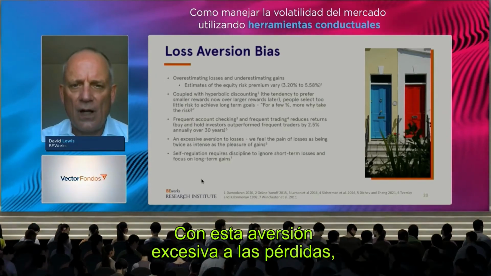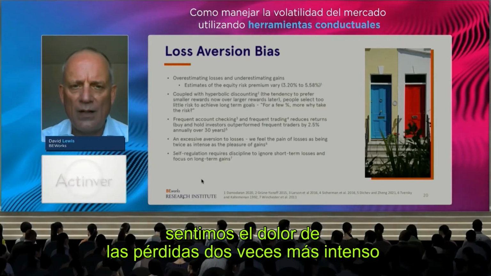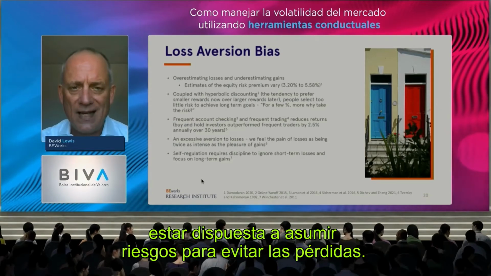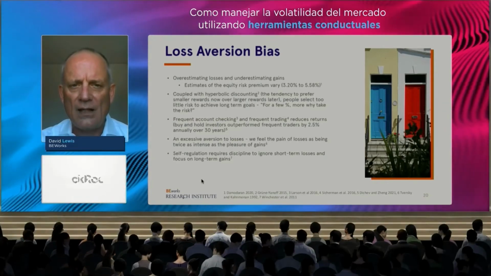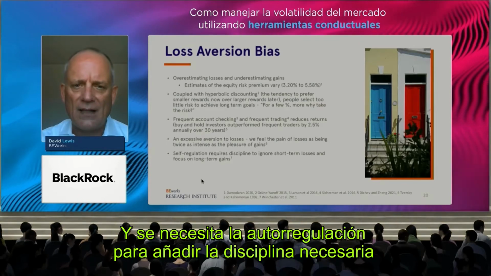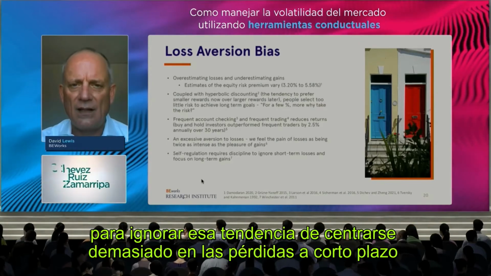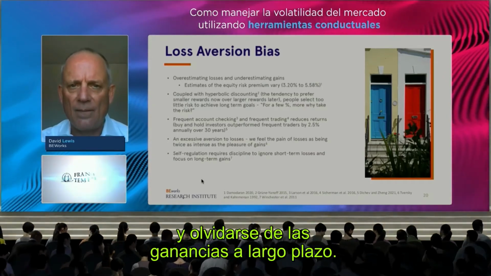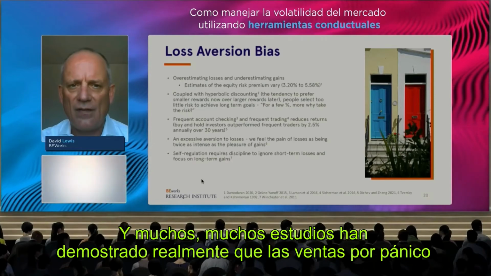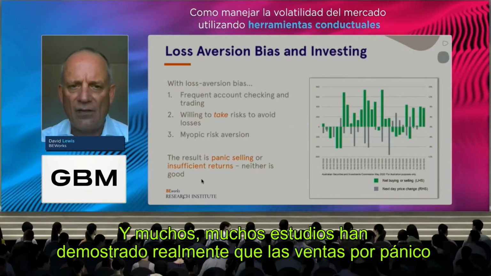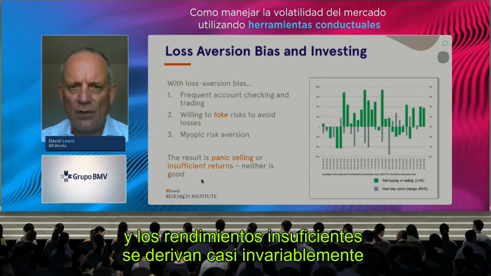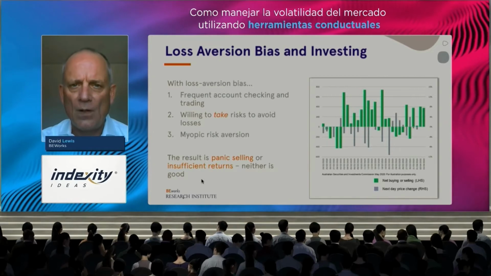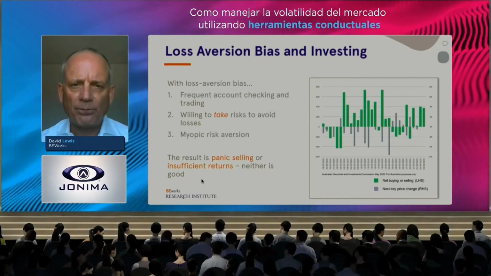With this excessive aversion to losses, we feel the pain of losses as being twice as intense as the pleasure of gains. And that explains why people are often willing to take risk to avoid losses. And you need self-regulation to add the discipline to ignore that tendency to focus too much on short-term losses and forget about long-term gains. And many, many studies have actually shown that panic selling and insufficient returns follow almost invariably from excessive loss aversion. What can we do to overcome loss aversion?